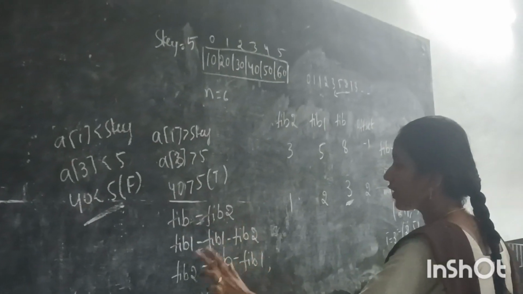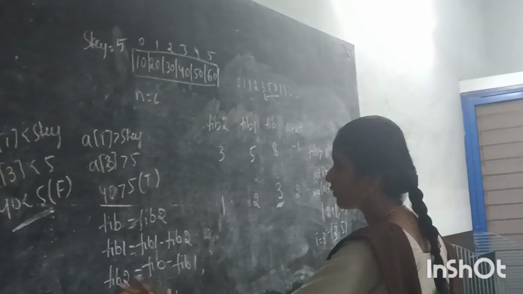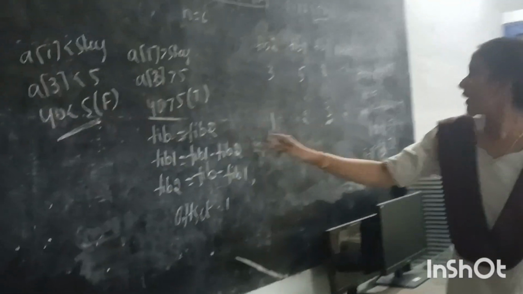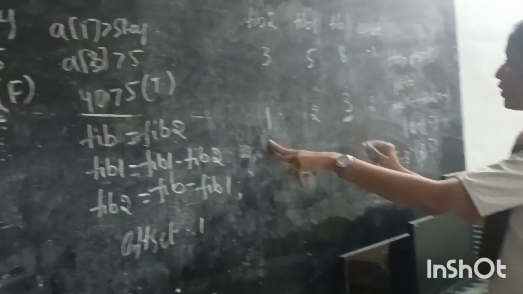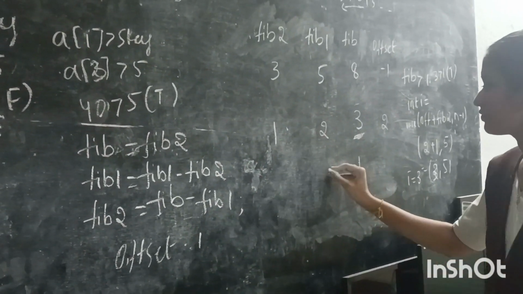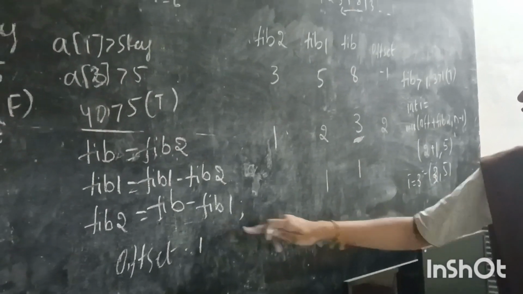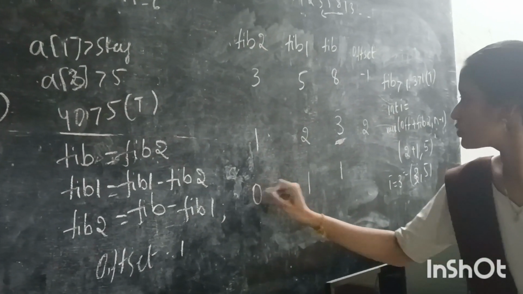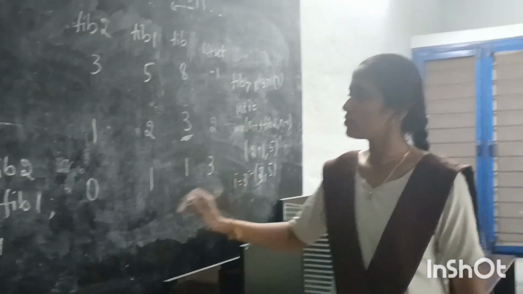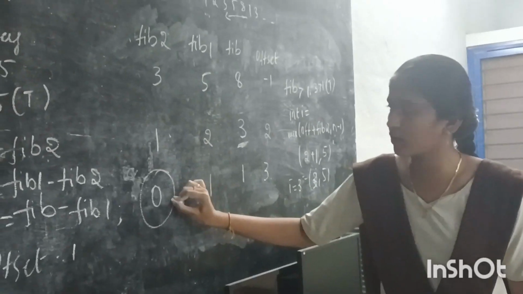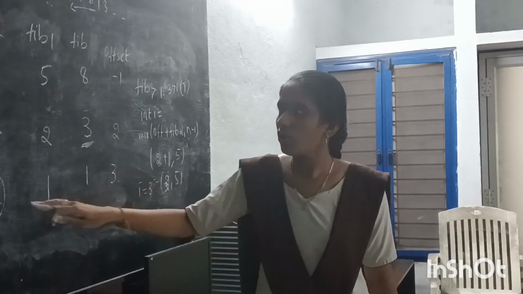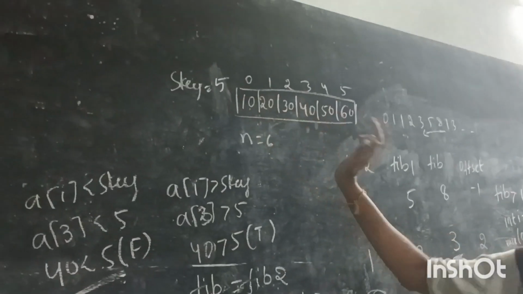Now Fib equals Fib2, Fib1 equals Fib1 minus Fib2, Fib2 equals Fib minus Fib1, offset equals I. Fib equals Fib2, Fib2 value comes into Fib, that is 1. Into Fib1 goes Fib1 minus Fib2, 2 minus 1 is 1. Fib2 equals Fib minus Fib1, which gives 0. Initially offset equals I value 3. We have to say that when Fib2 value equals 0, the element is not found in the given array. So the search key 5 cannot be found in the array.